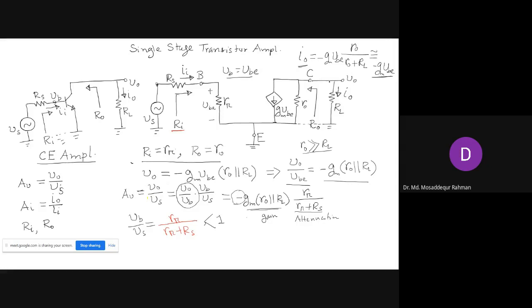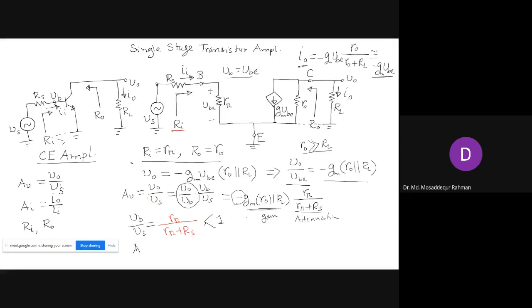Is that clear, guys? So actually we are ignoring the current that is flowing into R naught because of the high value of R naught. Very small current will flow into R naught, and most of the current will flow into the output, the load resistance RL. So I naught will be almost equal to minus GMVD. Now current gain is what we have written here.